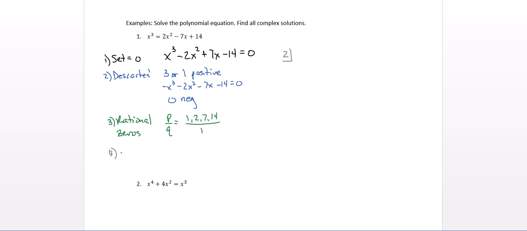Step 4, start dividing. So 2, let's put it in. We'll have 1x cubed minus 2x squared, 7x, and a negative 14. A lot of times when 7 times 2 is 14, right? A lot of times that's going to work out for us. Drop the 1, multiply to go up and over, add straight down. Multiply to go up and over, add straight down. Multiply to go up and over, add straight down. Because the remainder equals 0, I know x equals 2 is a 0.